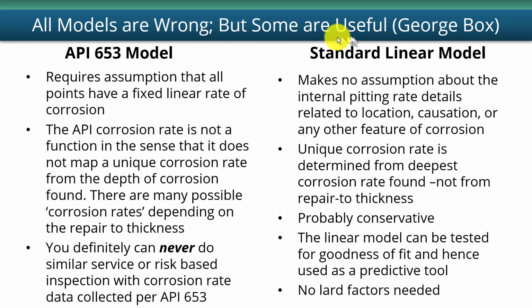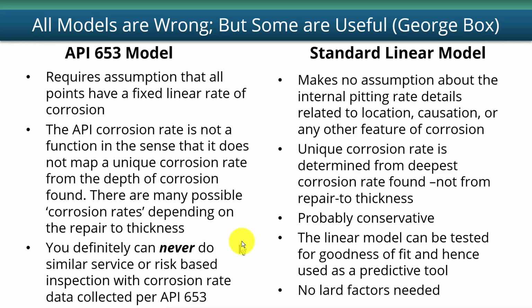So far we've covered two approaches: the 653 modeling approach and this linear model that you're used to and have used all your career. The 653 approach requires specialized assumptions. It's not a function in the sense that you can get many different corrosion rates just by tampering with the repair thickness. And you can definitely never do similar service or risk-based inspection properly if you use corrosion rates from API 653.